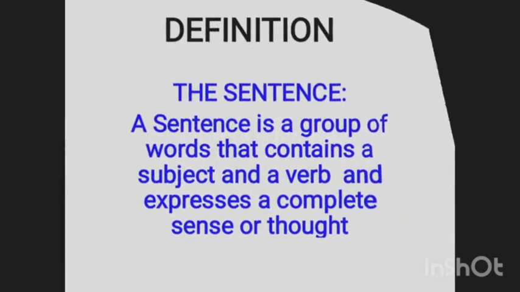Now let's look at the definition of a sentence. What is a sentence? Many of us have many definitions of a sentence. But a sentence is a group of words that contains a subject and a verb, and expresses a complete sense or thought. So a complete sentence must contain a subject and a verb, and that sentence must pass a complete sense, thought, or idea. So that's the general definition of a sentence. Let's move on to the next slide.